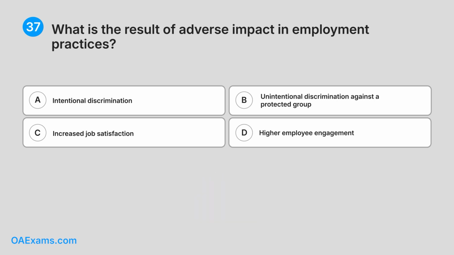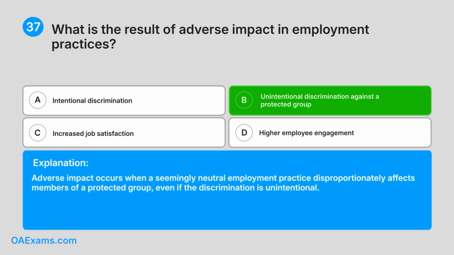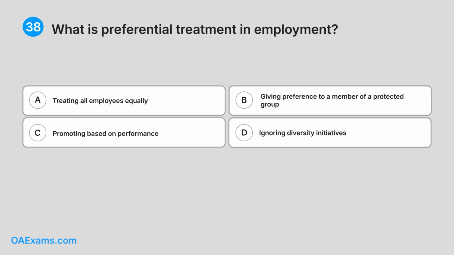Correct answer. B. Unintentional discrimination against a protected group. Explanation. Adverse impact occurs when a seemingly neutral employment practice disproportionately affects members of a protected group, even if the discrimination is unintentional.